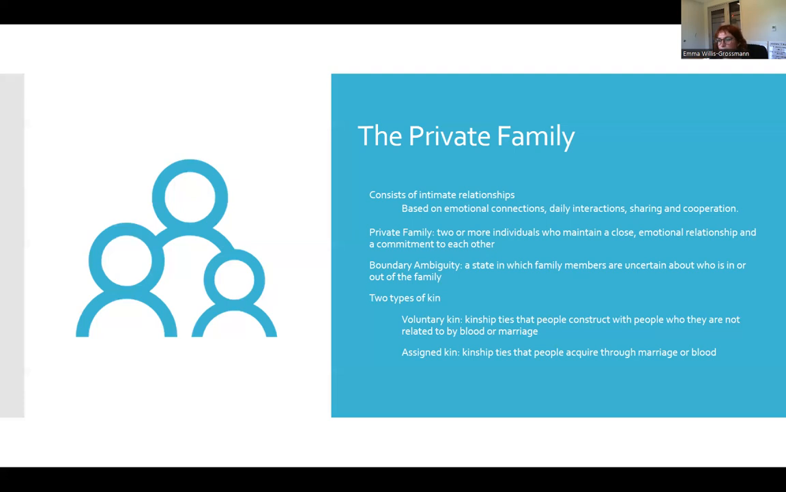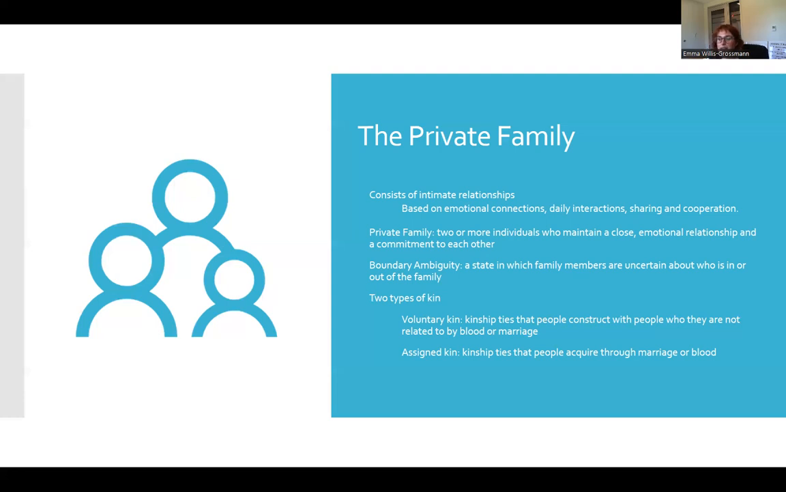So families today are becoming so diverse and complex that it's hard to determine their boundaries and what it means to be a family in this more private sector. So when we look at this definition, it's very broad and it encompasses multiple types of families. However, even families can be kind of confused or unsure about who is in the family.